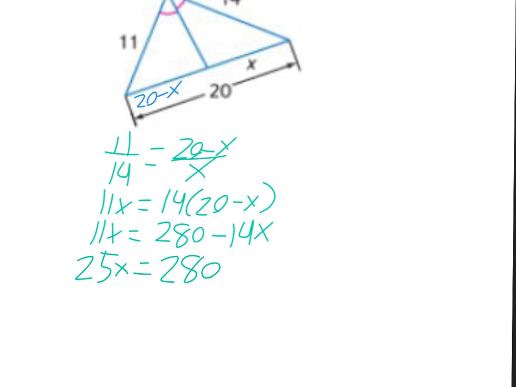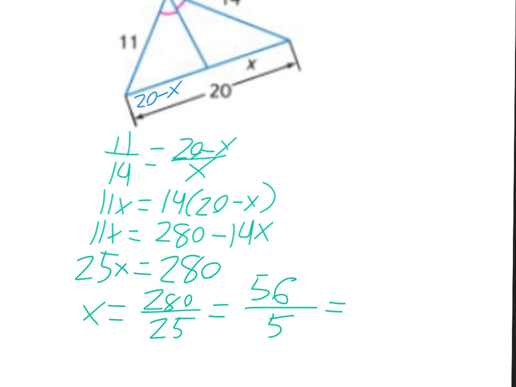Divide both sides by 25. X is equal to 280 over 25, which is a bit of an ugly fraction. So we'll simplify it down a little bit. Divide numerator and denominator by 5. 56 over 5. Or simplifying that down, we could say that's 11 and 1/5 equals x. That, folks, is the conclusion of today's notes.